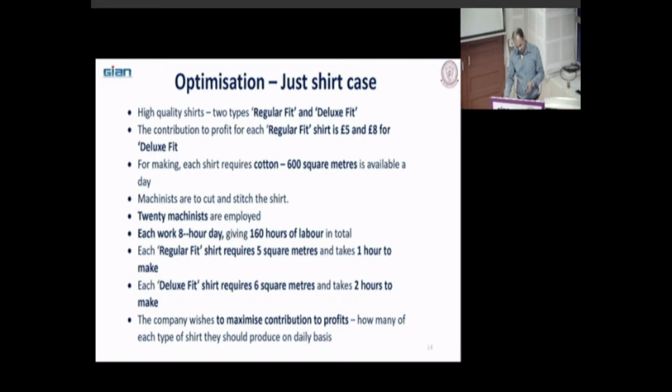5x1 plus 8x2, that's the objective function. What is the first constraint? Cotton constraint. 5x1 plus 6x2 less than or equal to 600.